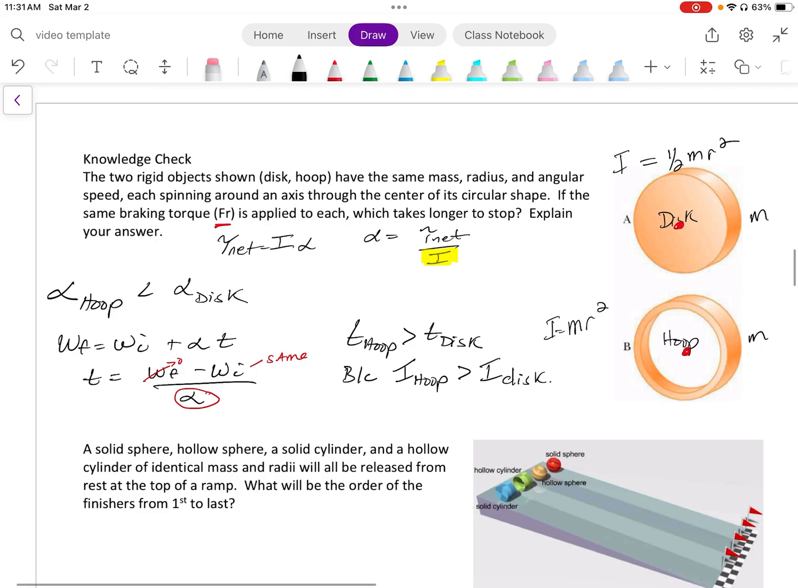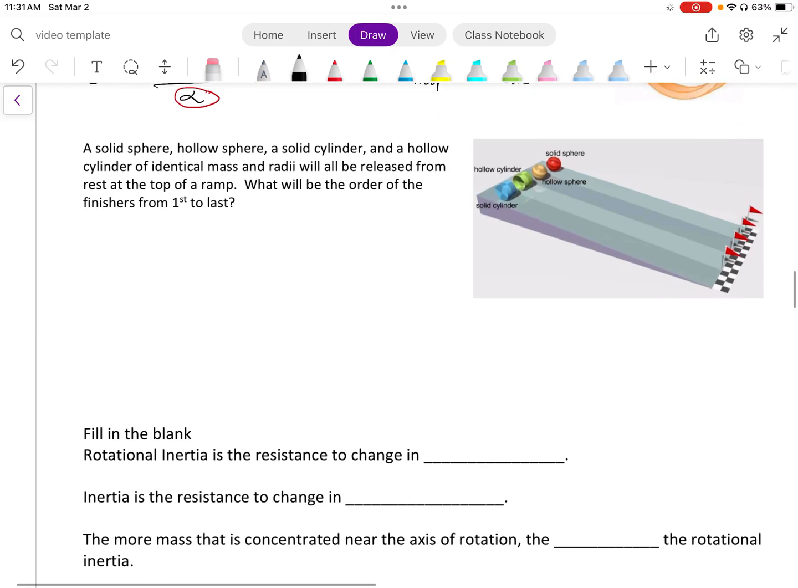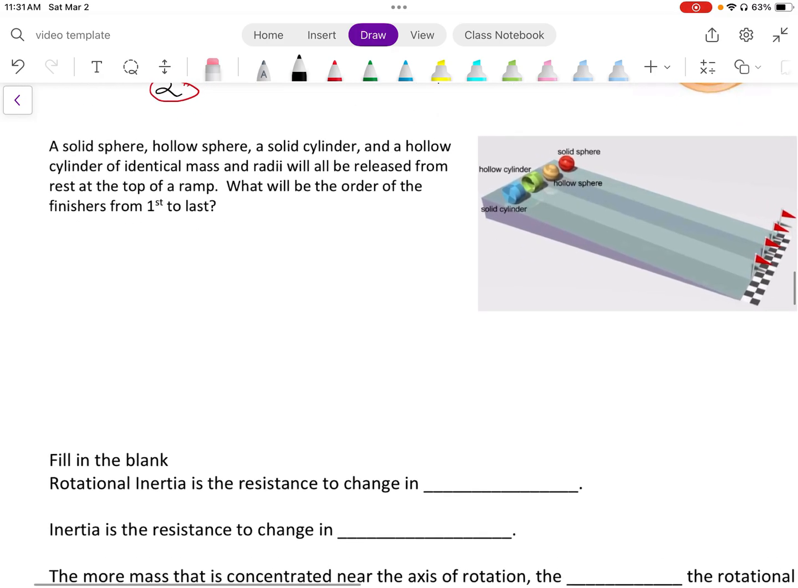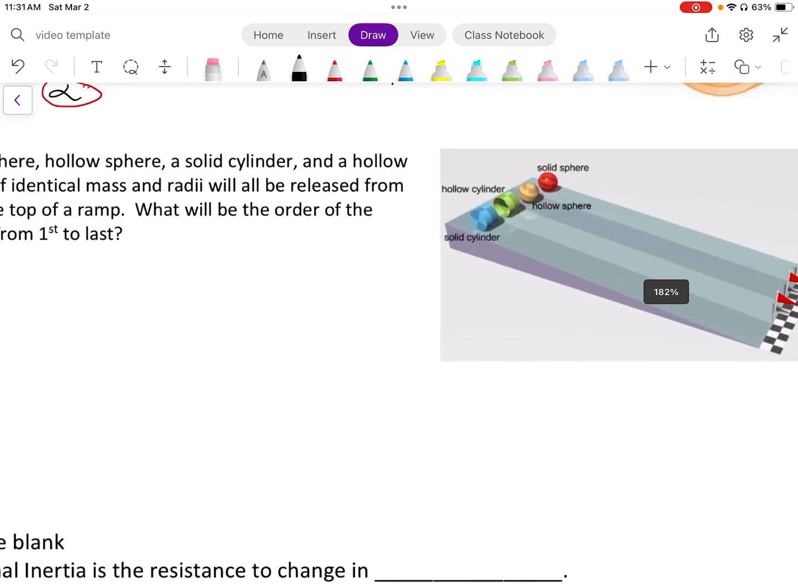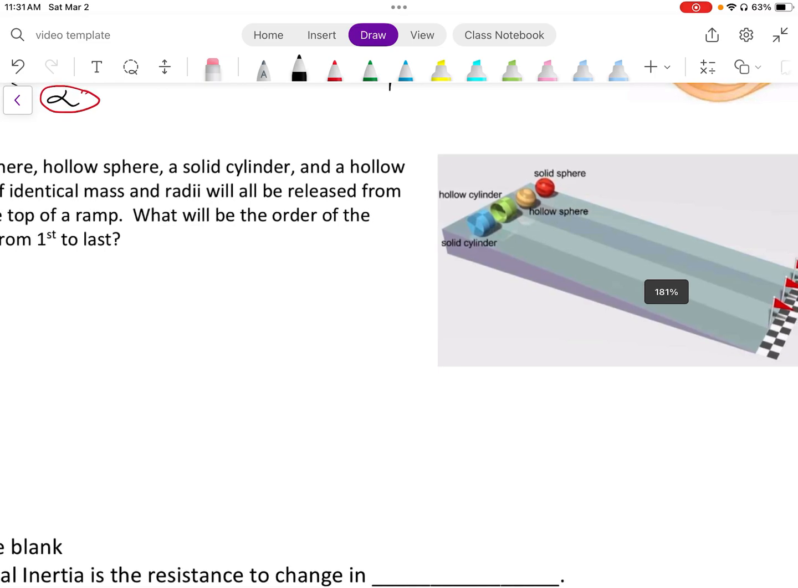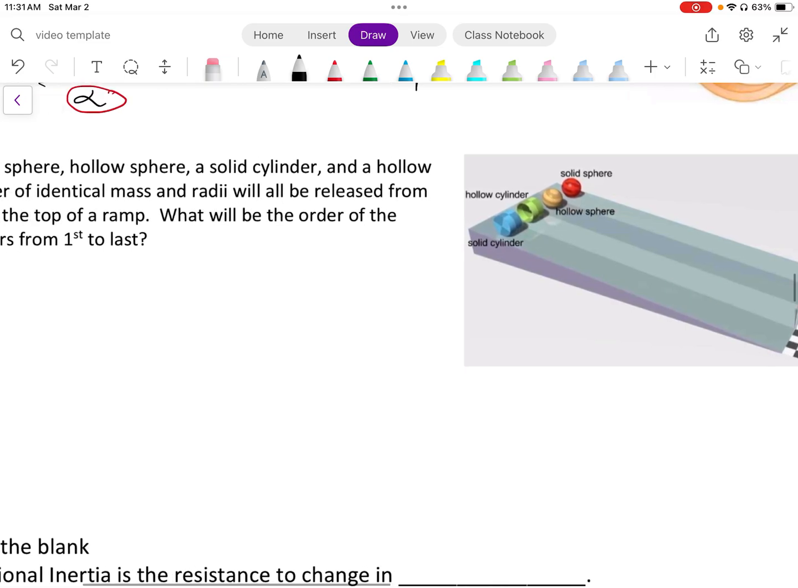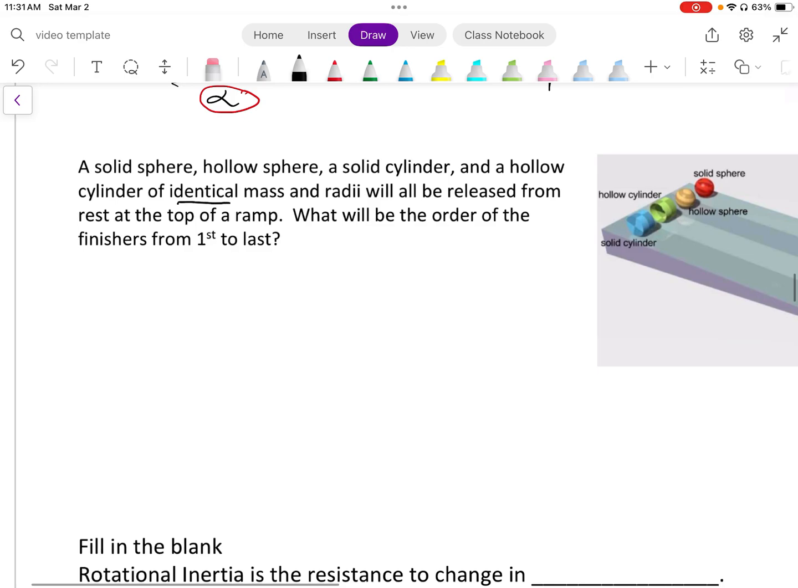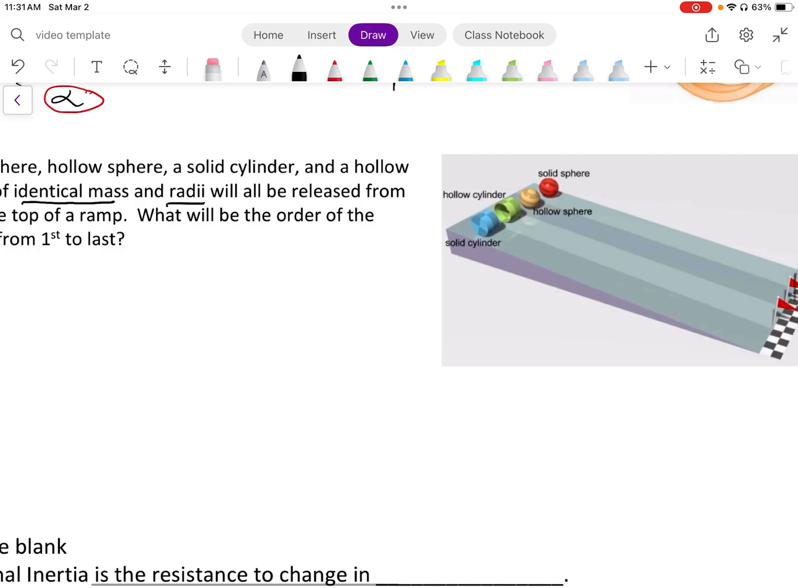Okay. All right, one last problem and then I'm done. Actually, that's not true. I've got to fill in some blanks. They want to know which one will get to the bottom of the ramp first. What will be the order? We're starting from rest and going down the same ramp. I have a solid cylinder, a hollow cylinder, a hollow sphere, and a solid sphere. They all have identical mass and identical radii, and they're going to be released from rest.